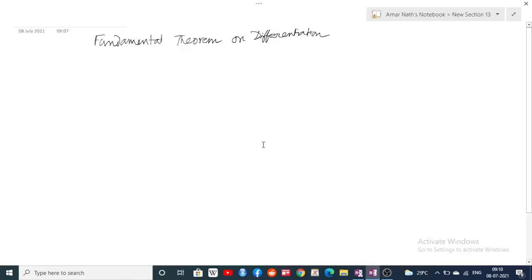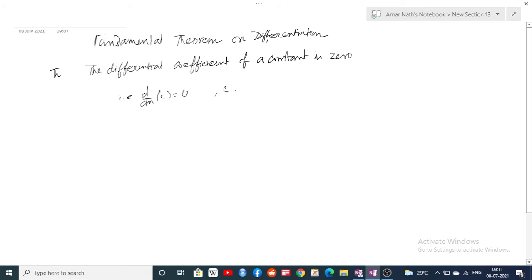Today I will discuss some fundamental theorems on differentiation. First theorem: the differential coefficient of a constant is 0. That is, d/dx of c equals 0, where c is a constant.